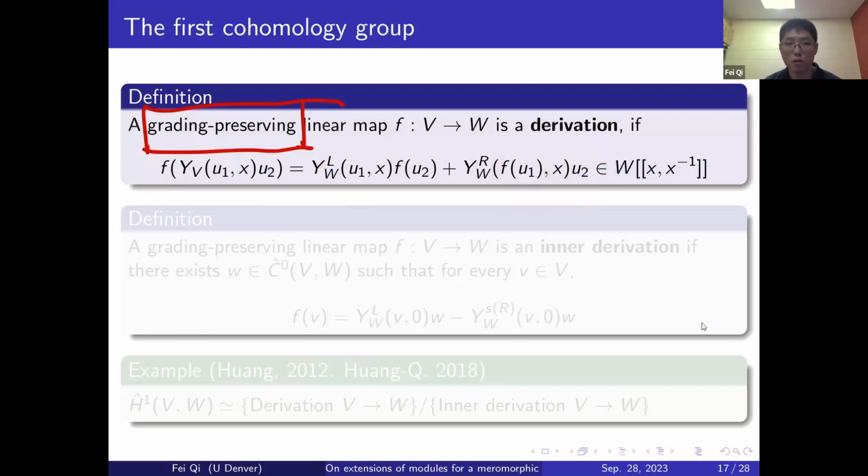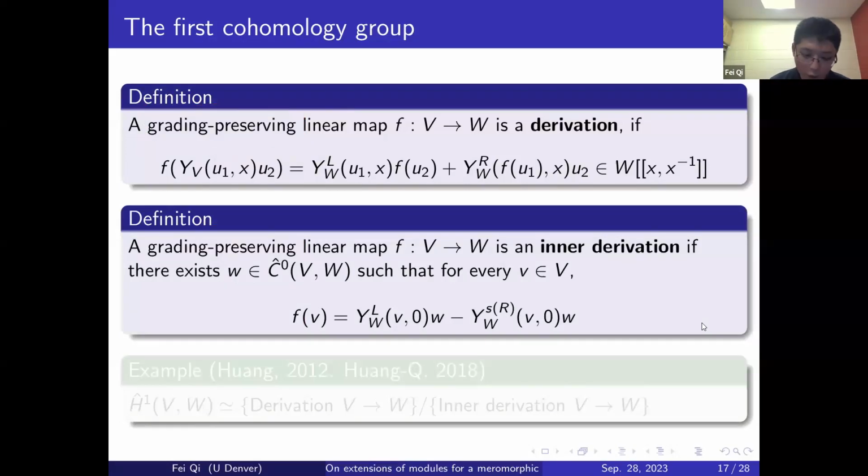So the key point is that it's a derivation because it's gradient preserving. Given a vertex algebra and modules, the choices of such gradient preserving maps are finite dimensional. So it's pretty easy for us to classify all such derivations. Okay, so these are just the space of derivations.